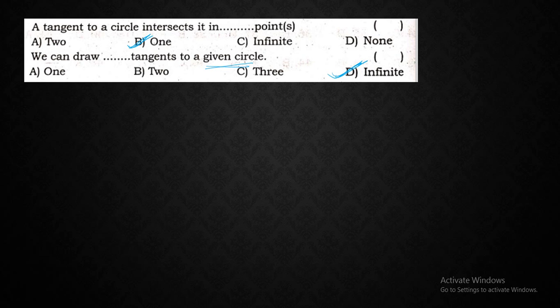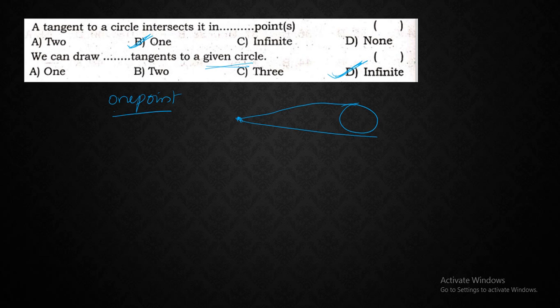Right, he did not mention from 1 point. If he says from 1 point, how many tangents can you draw? If this is a point and this is a circle, from this point we can draw only 2 tangents. So only 2 tangents are possible.